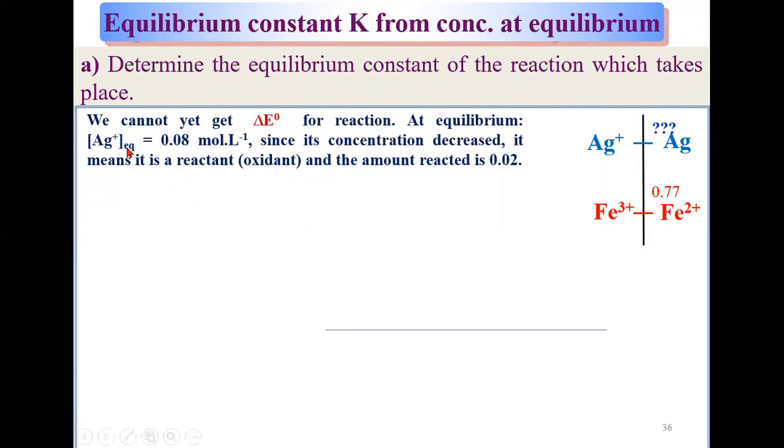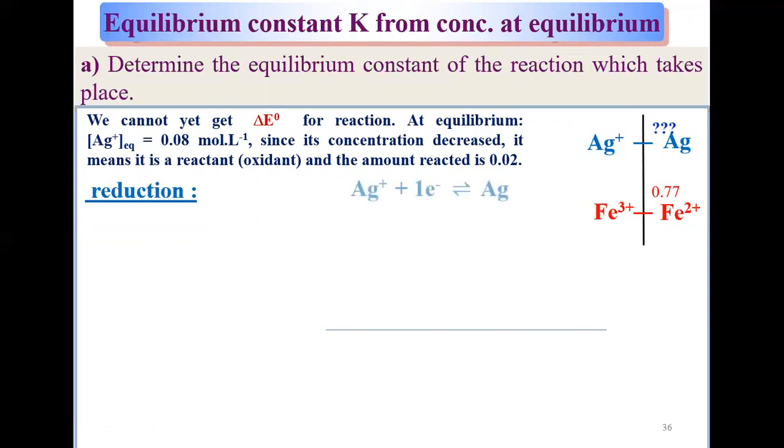It means the Ag+ decreased. And if it decreased, it means that it's on the reactant side, most probably. Since its concentration decreased, it's likely to be a reactant, in other words, the oxidant, or the higher oxidation state, the oxidizing agent. Therefore, the E naught for Ag is likely to be higher than the E naught for the Fe.